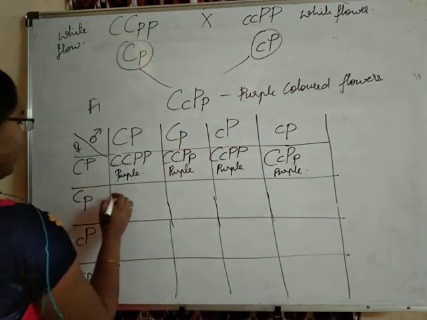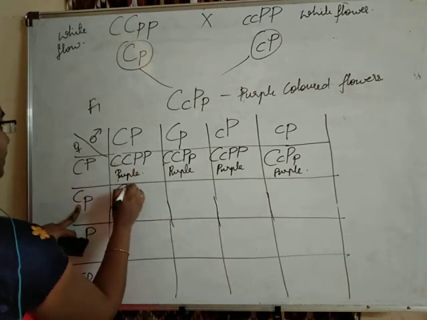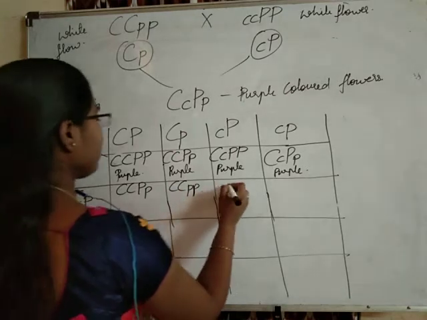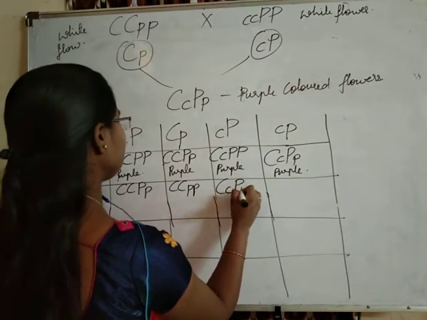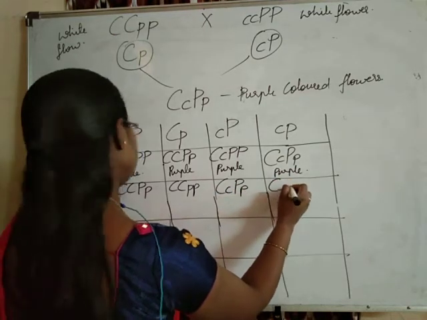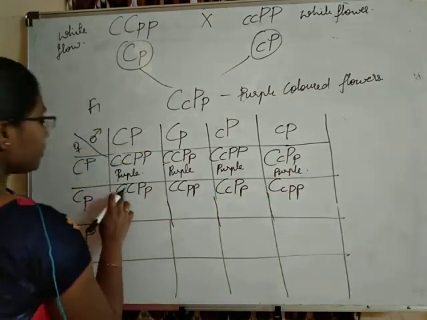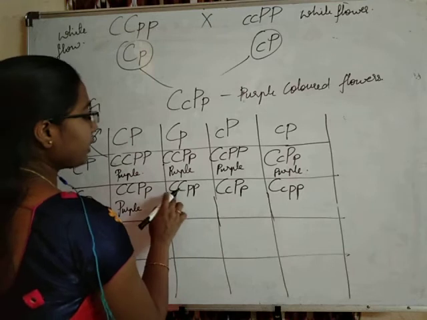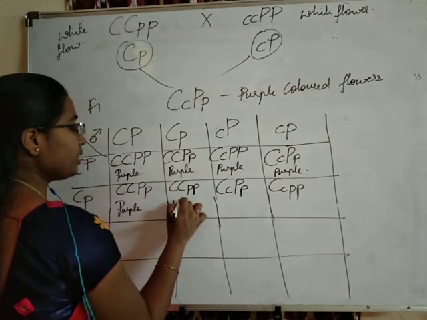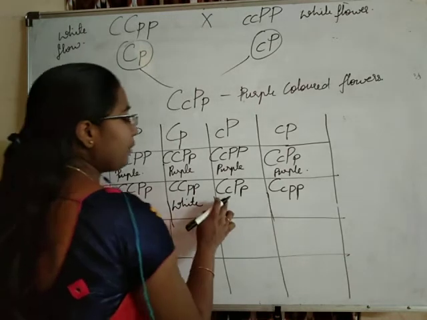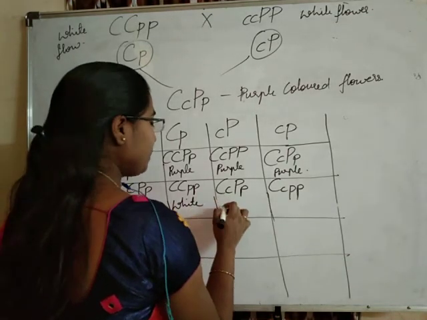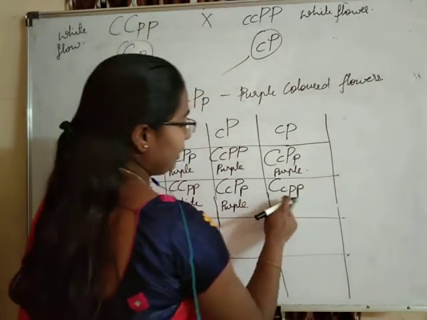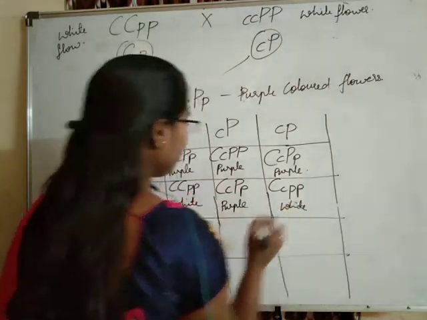Now, again we have this next one. Capital C and capital P both are present, so this is going to give a purple color to the flower. Here capital C is present, but capital P is not present, so this will be a white colored flower. Now this will be purple because capital C and capital P both are present. Capital C is present but capital P is not present, so this will be a white colored flower.